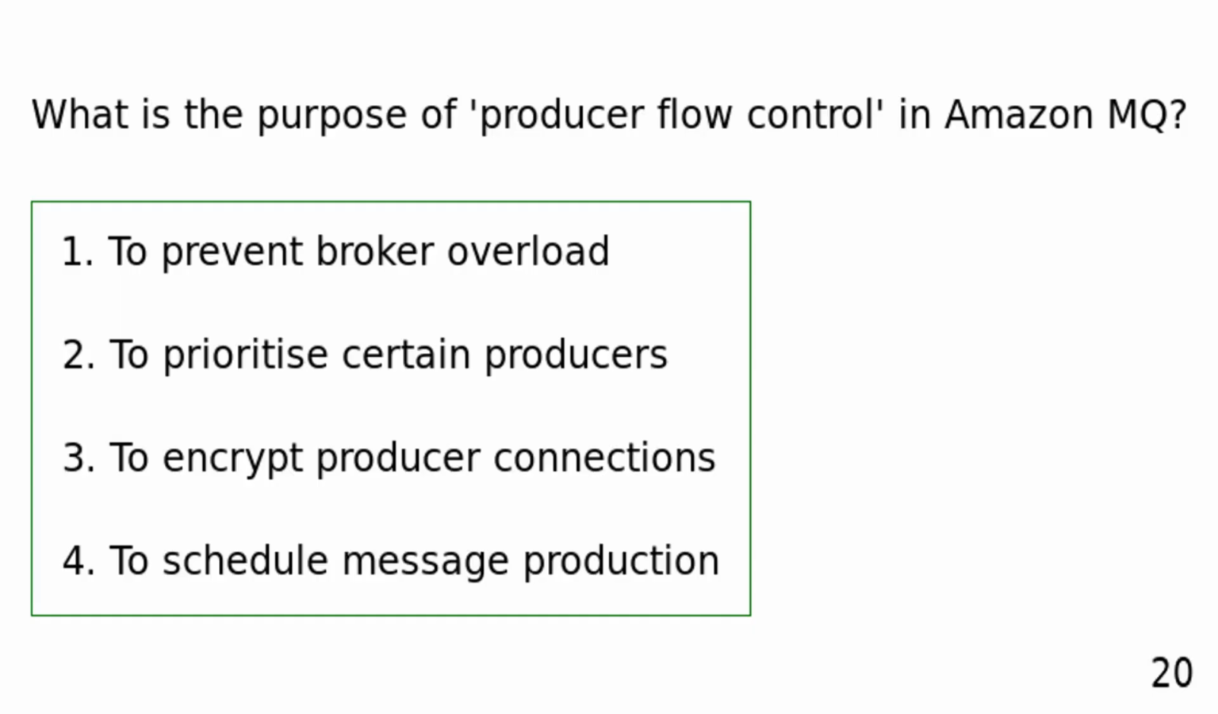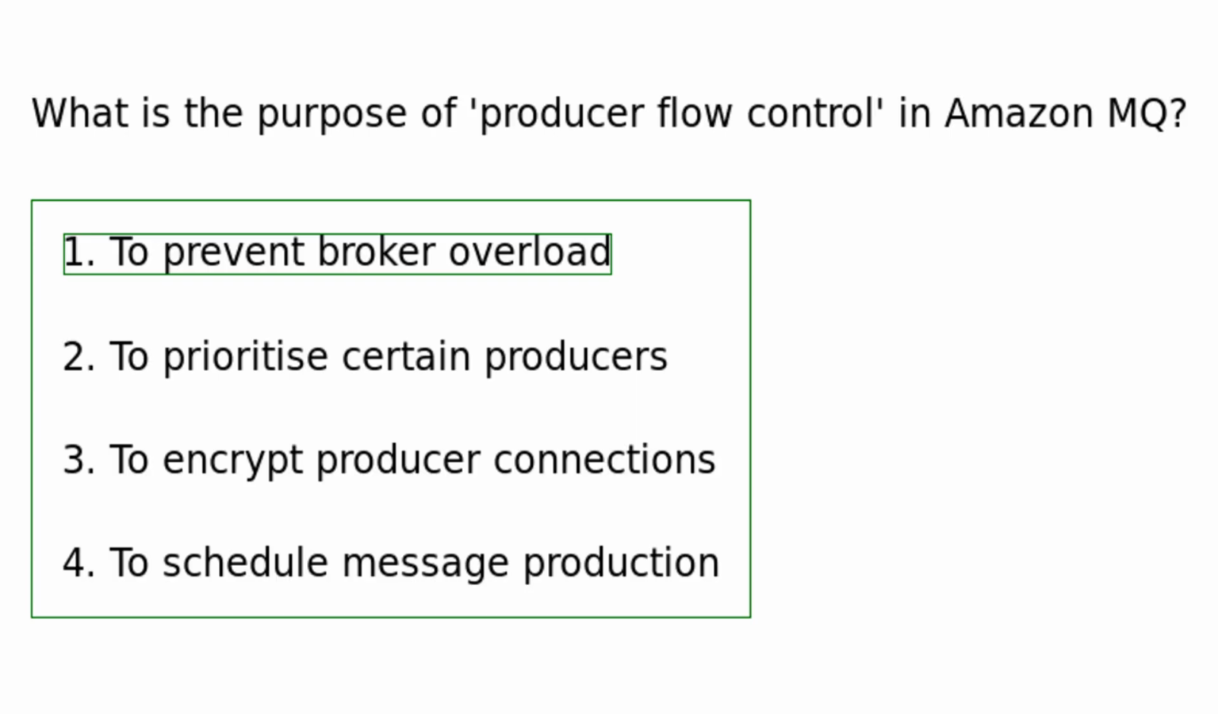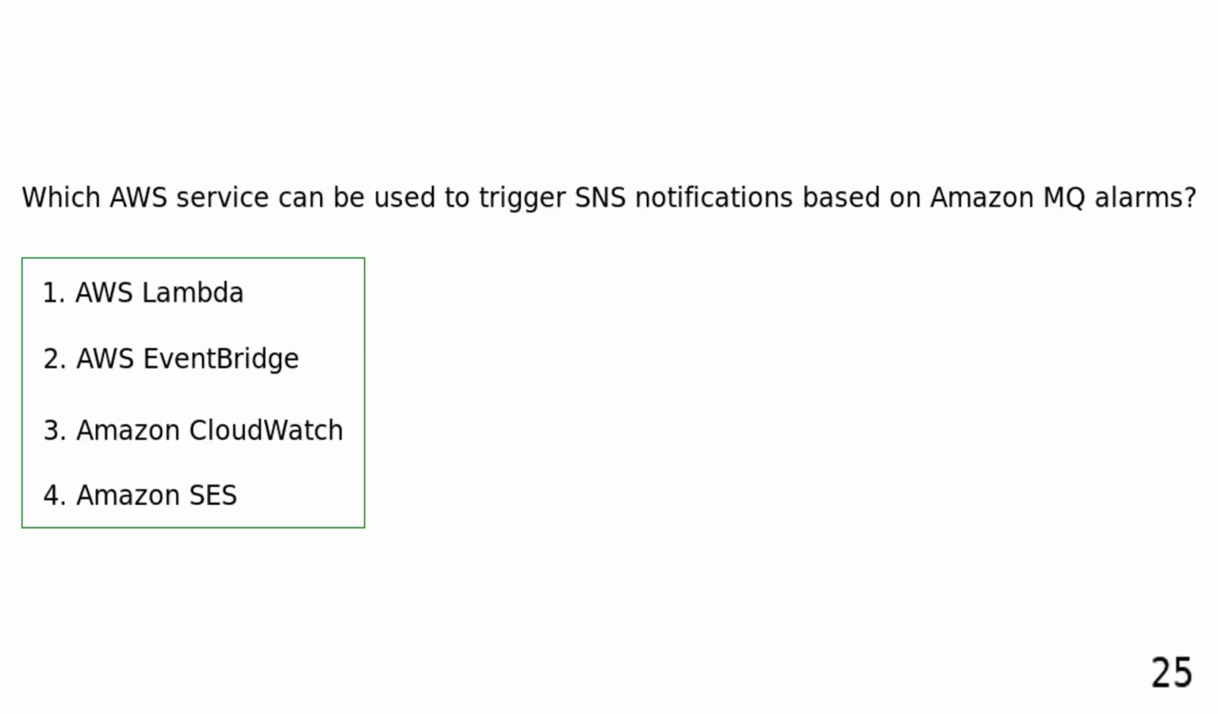What is the purpose of producer flow control in Amazon MQ? To prevent broker overload. To prioritize certain producers. To encrypt producer connections. To schedule message production. Producer flow control in Amazon MQ prevents a broker from being overwhelmed by slowing down producers when resource usage is high, ensuring stability.